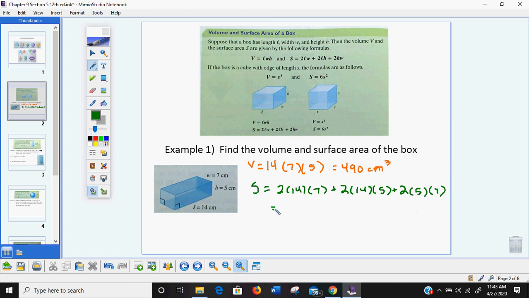So if you multiply 2 times 14 times 7, you get 196. Plus 2 times 14 times 5 is 140. Plus 2 times 5 times 7, that doesn't look like a 7, but it is 70. And when you add all that up, you get 406. And remember, this one is square centimeters. When you're talking surface area, it's centimeters squared.